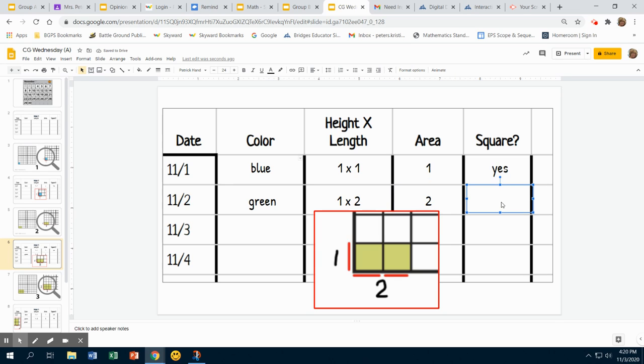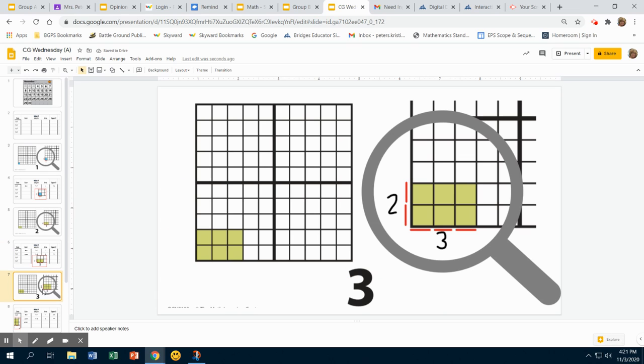Is it a square? Well, remember, a square is a rectangle that has all 4 sides being equal, so this can't be a square. It's got a height of 1 and a length of 2. So, nope, that is not a square. Let's take a look at November 3rd, which was yesterday, Tuesday, November 3rd. Again, I want you to look at this and think, what is the height? What is the length? What is the area of that figure? And is it a square or not?